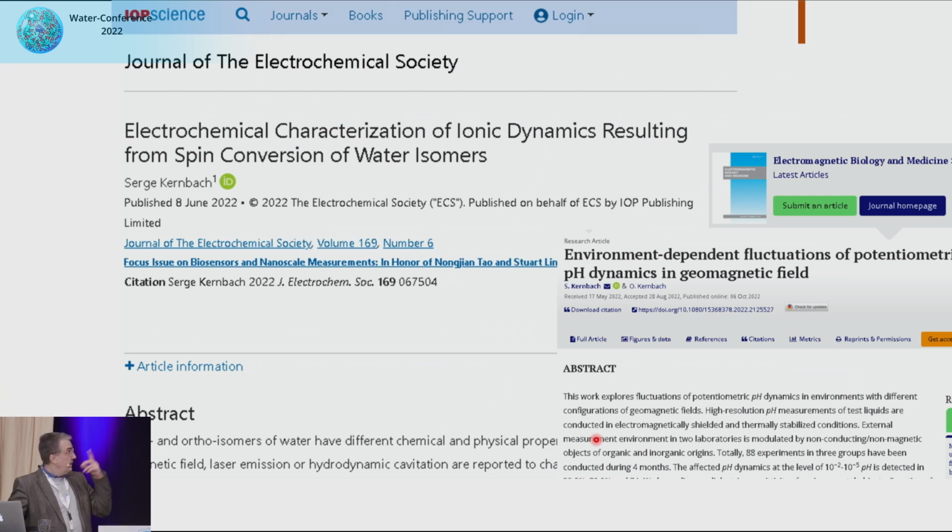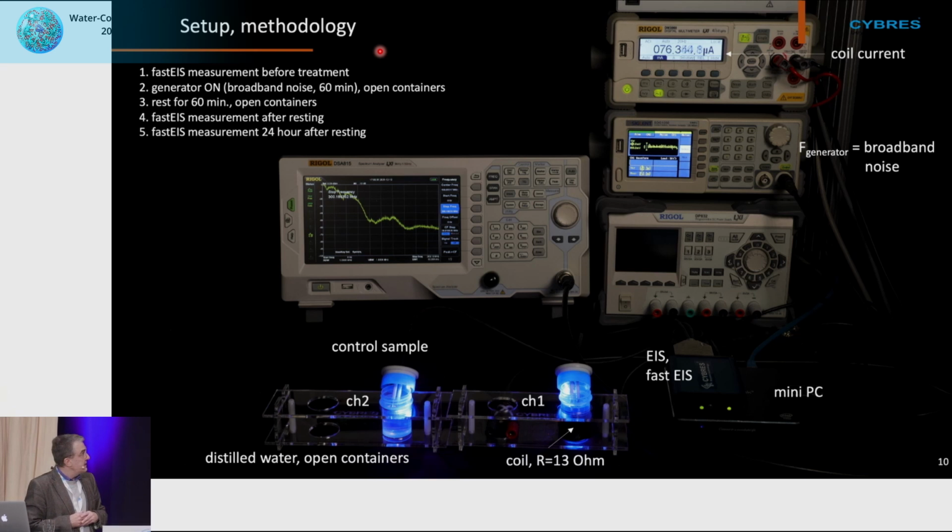So this replication study is published. We published first in the Journal of the Electrochemical Society, and then we discovered a lot of side effects, and we tried to publish the side effects as well. This is the setup.